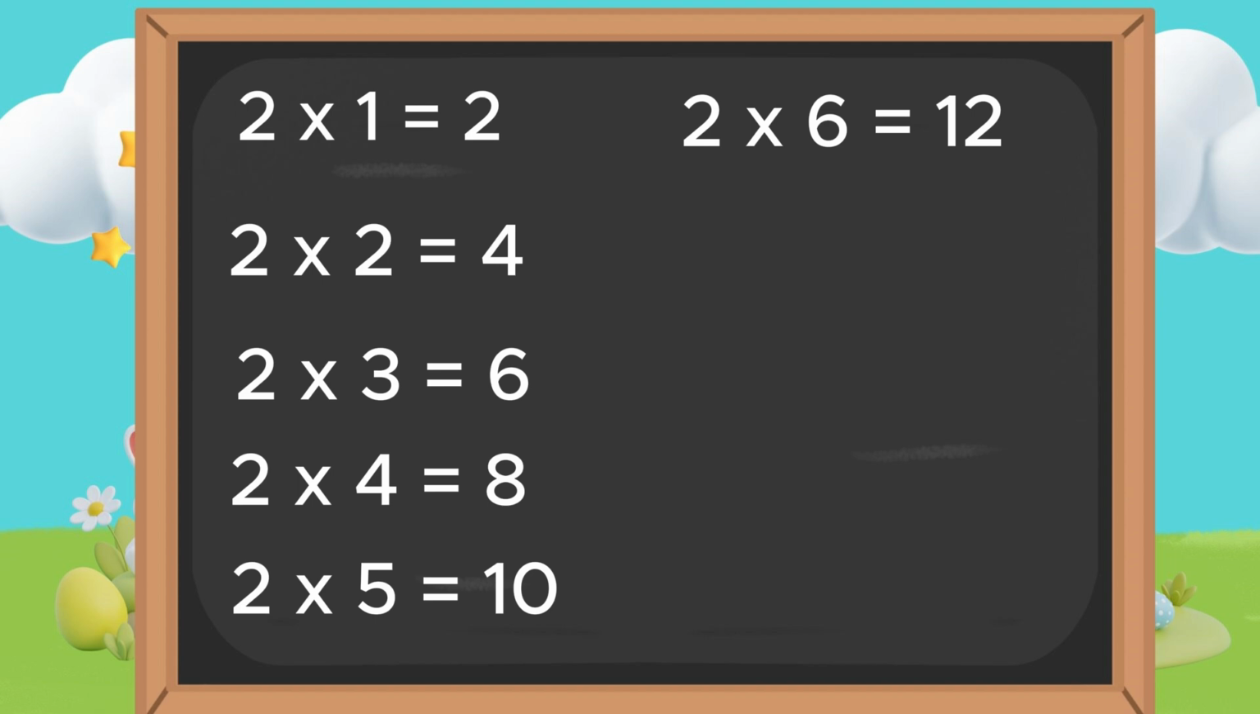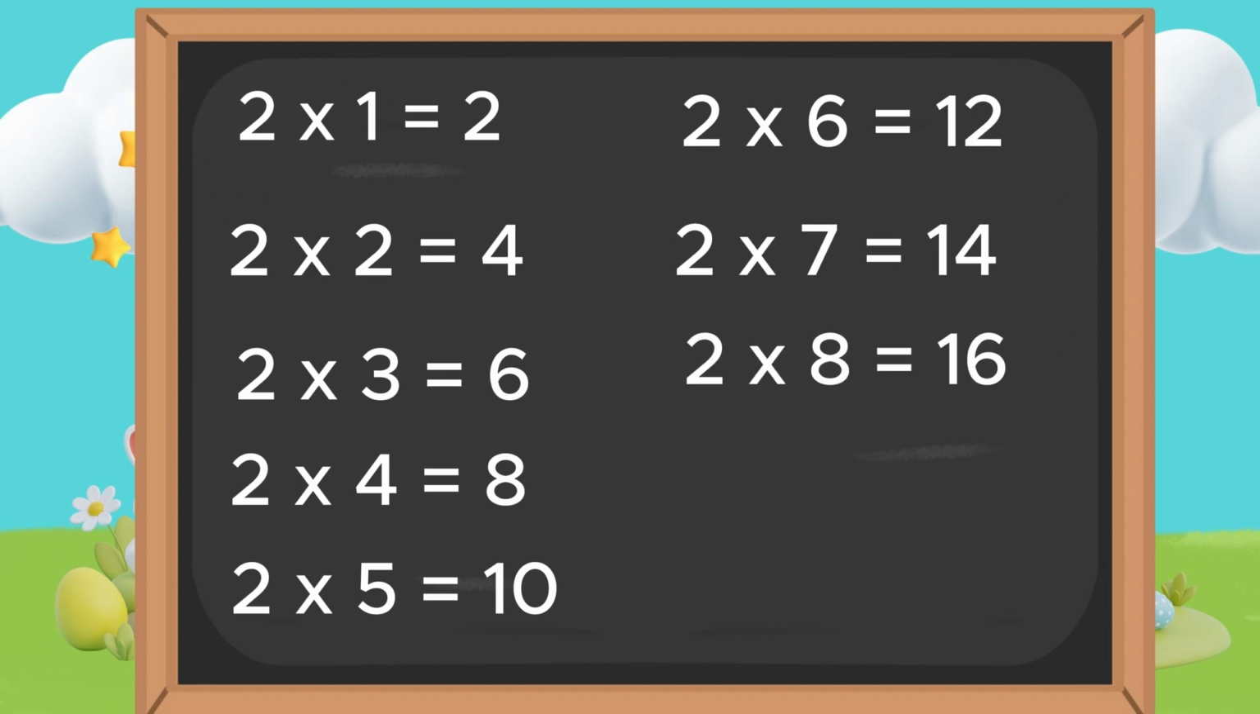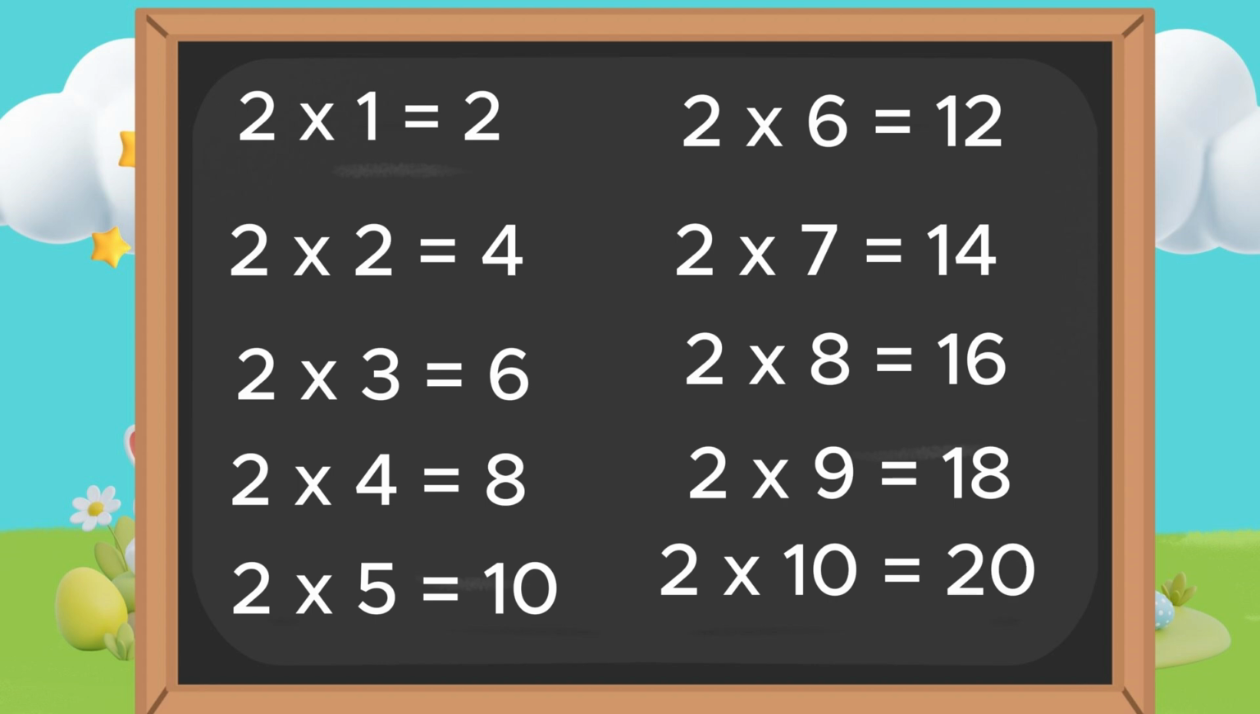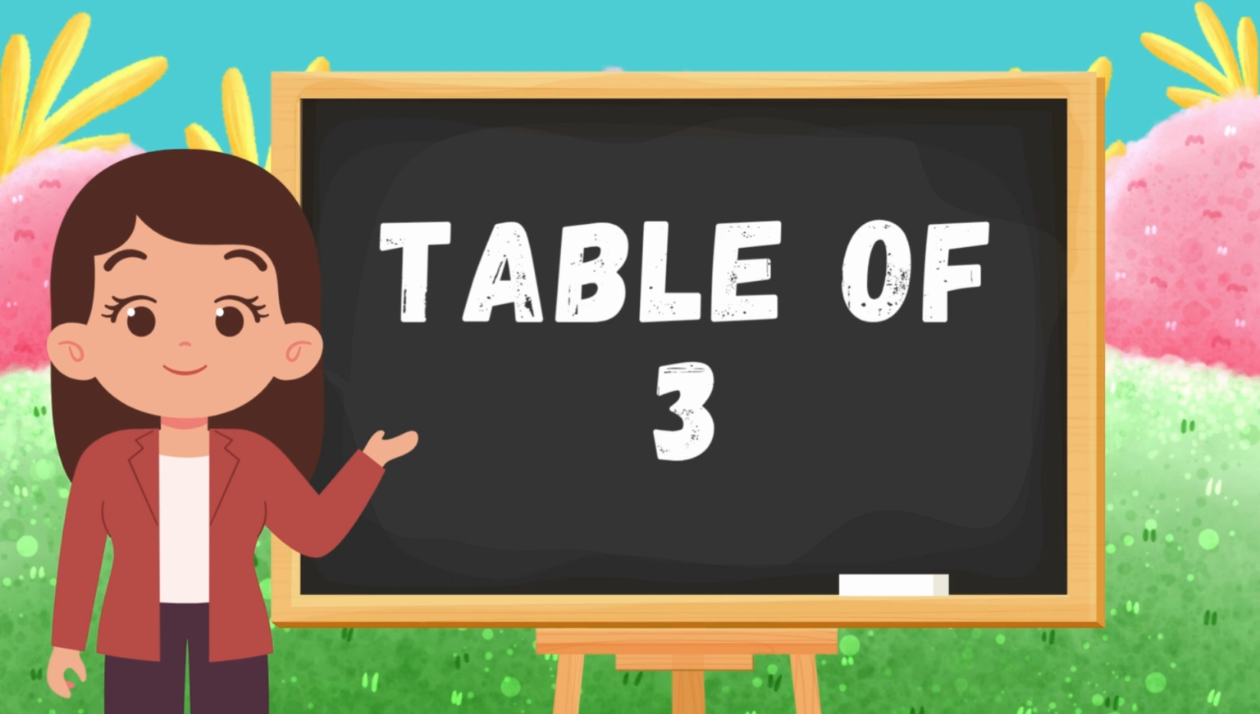2 sevens are 14. 2 eights are 16. 2 nines are 18. 2 tens are 20. Table of 3.